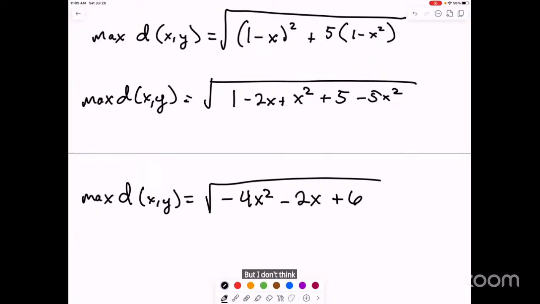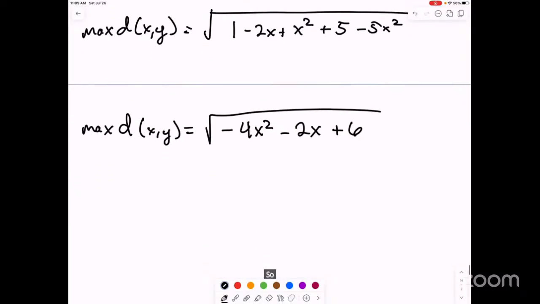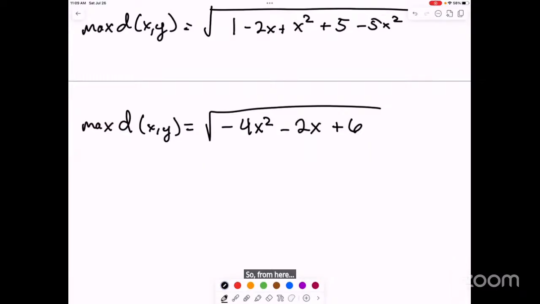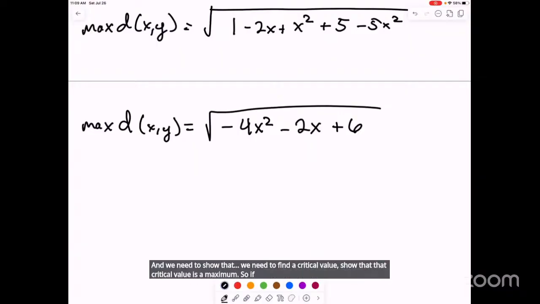But I don't think it's a perfect square. We might be able to factor it, but it's not a perfect square. So from here, if we want to maximize this distance, we need to look at the first derivative and find the critical value, and show that that critical value is a maximum. So if we can take the derivative, find the critical value, and show that it is a maximum, then we can finish this guy. Okay?